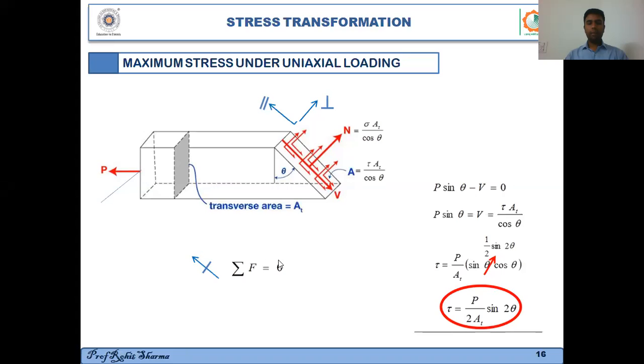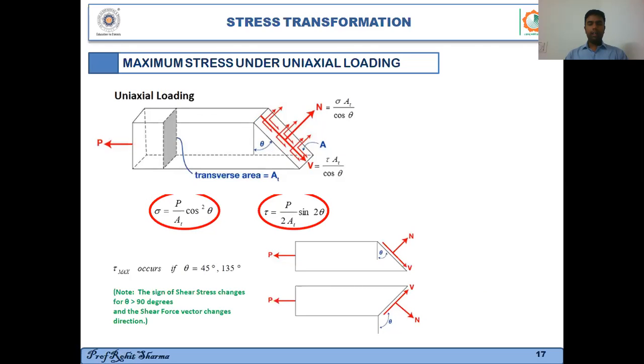If I take the summation of forces in the perpendicular direction or in the parallel direction, which are the various forces in this perpendicular direction? First is this normal force N, and also I can resolve this force P into this perpendicular direction. Now if this angle is theta, this angle will also be theta, and if I resolve it in the perpendicular direction, it will come out to be P cosine of theta, right?